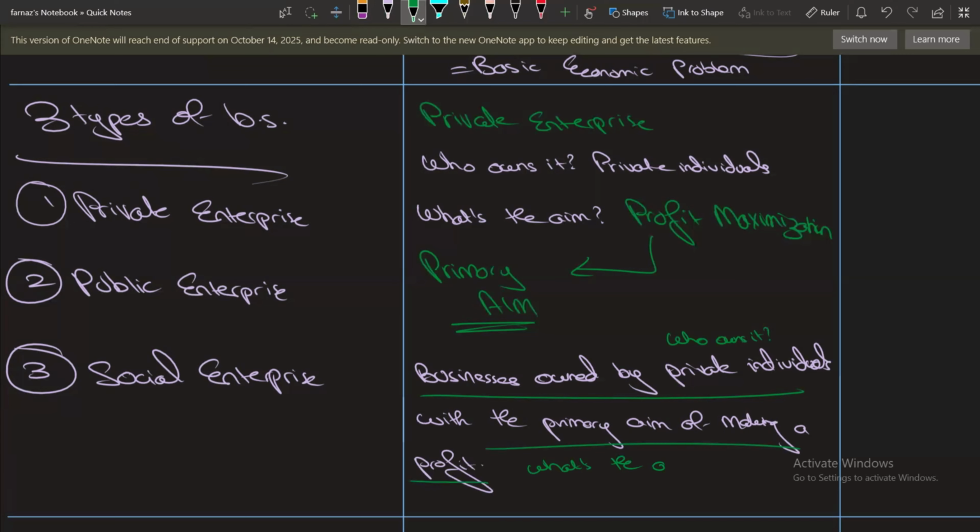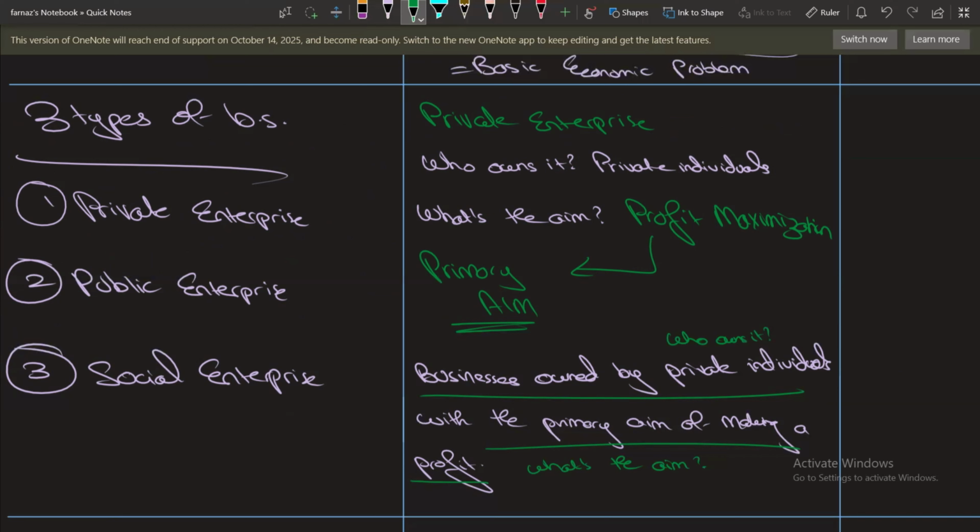What's the aim? Correct? And I will be able to come up with my definition. Easy, right? Examples, miss. What are the examples? Starbucks, Tesla, your local pizza shop, Apple. All of these are private enterprises.